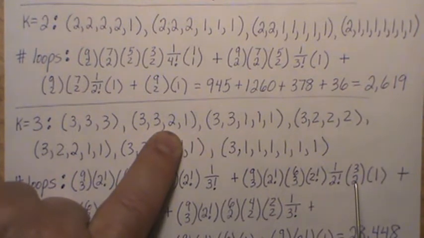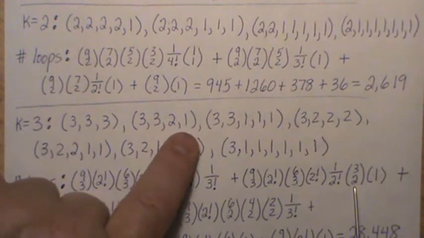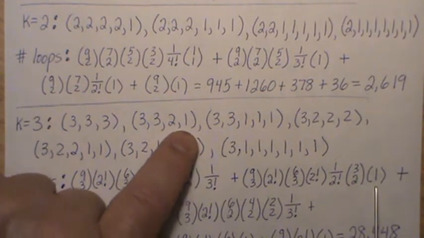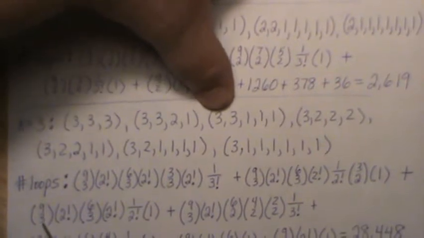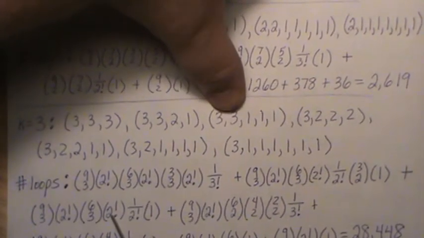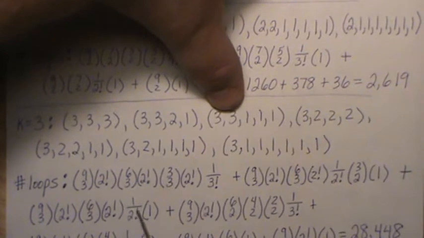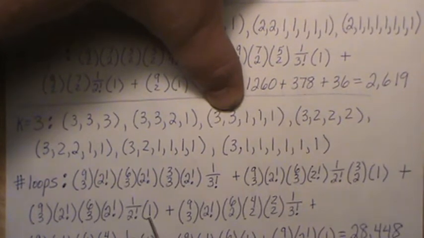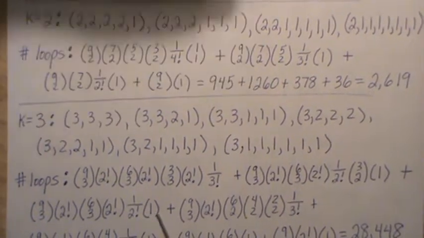So there's only one way to mix up these 2 boxes and have a loop of 2. And then the 1 is always a 1. Now this one here, 9 choose 3, 2 factorial ways to mix them up. 6, 3 choose 3, 2 factorial ways to mix them up. The 2 3s in a row means we've overcounted, so we have to divide by 2 factorial. And then the 1s get a 1.